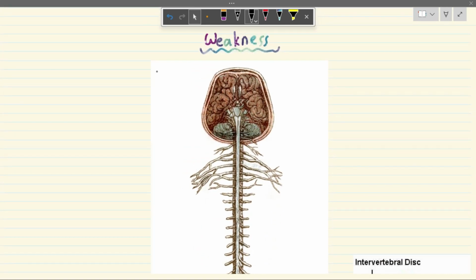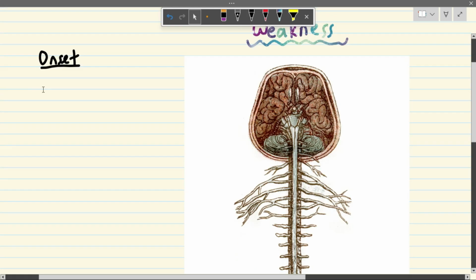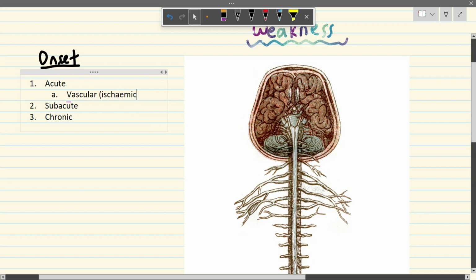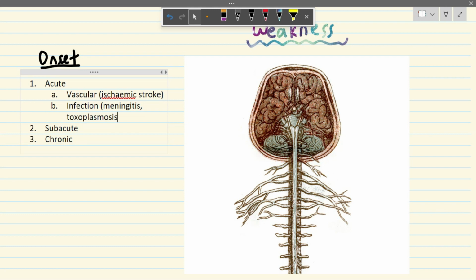The first thing that we're going to ask our patient is the onset. The onset of weakness can be divided into acute, subacute, and chronic causes. Especially for acute, we have broad vascular causes, such as ischemic stroke, or infections like meningitis, toxoplasmosis, or poliomyelitis. These are just some examples of infections.